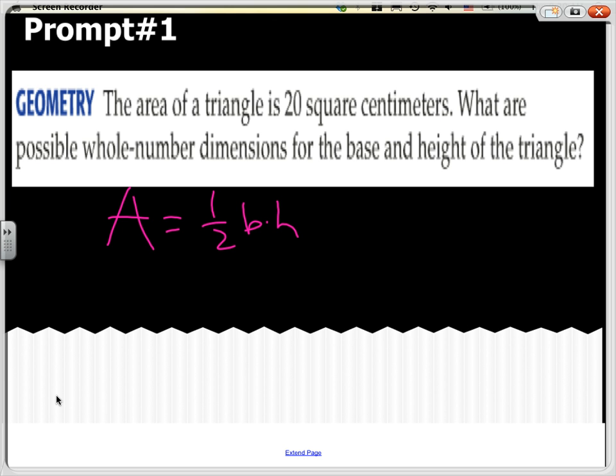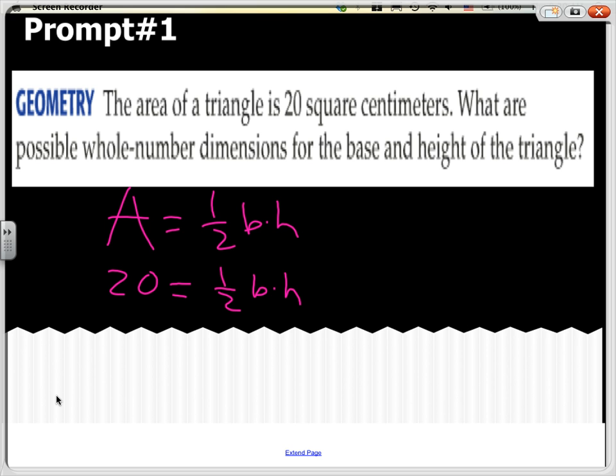Fair enough. I need that to start the problem. And then I also know something, that the area of this triangle is exactly how many square centimeters? 20. So that means I can replace that A and write this. What are the possible whole number dimensions for the base and height of the triangle? So what am I saying here? What I'm saying is this. First of all, you take some random value of the base, some random value of the height, multiply them together, and then cut in half to get 20, right?